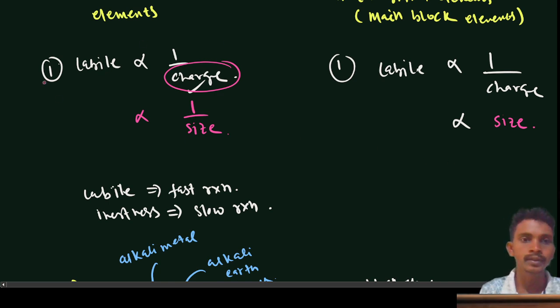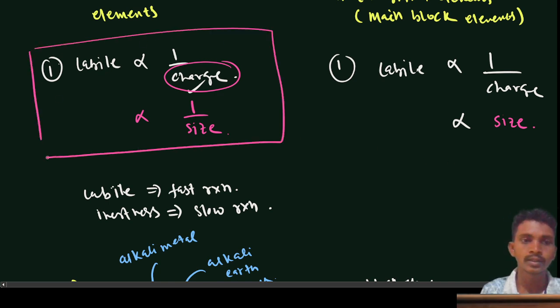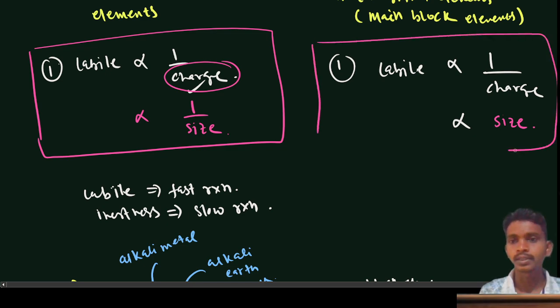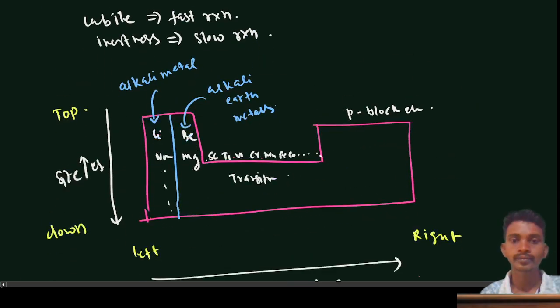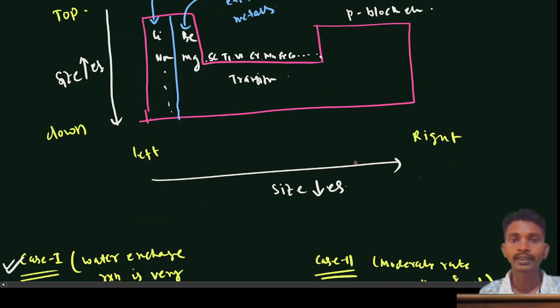Note that this is for transition metal complexes and this is for non-transition metal complexes. For labile ones, they are directly proportional to size: if size increases, they will become more labile in the case of non-transition metal complexes. And for transition metal complexes, it is indirectly proportional to charge in both cases. But for non-transition metal complexes, lability is also indirectly proportional to size, meaning size should be low. So from here to here size decreases.